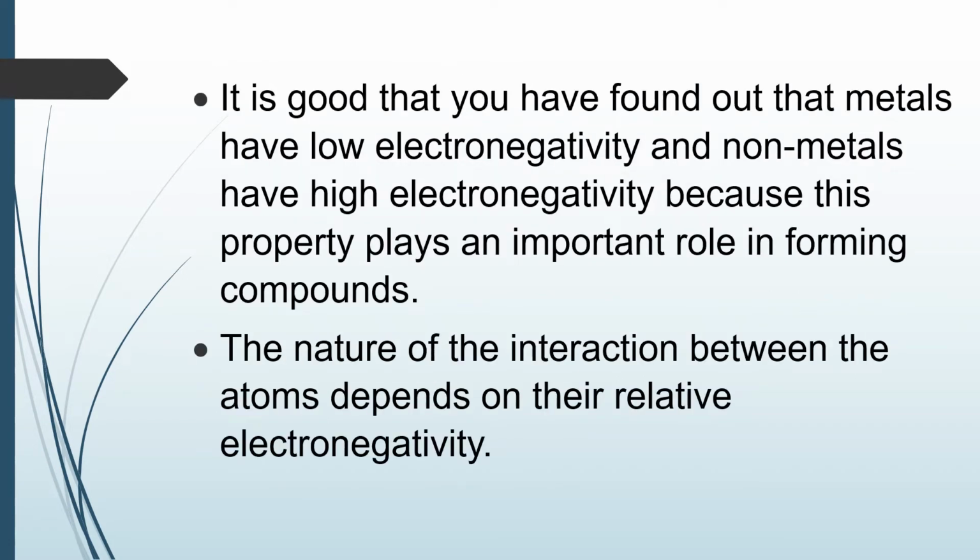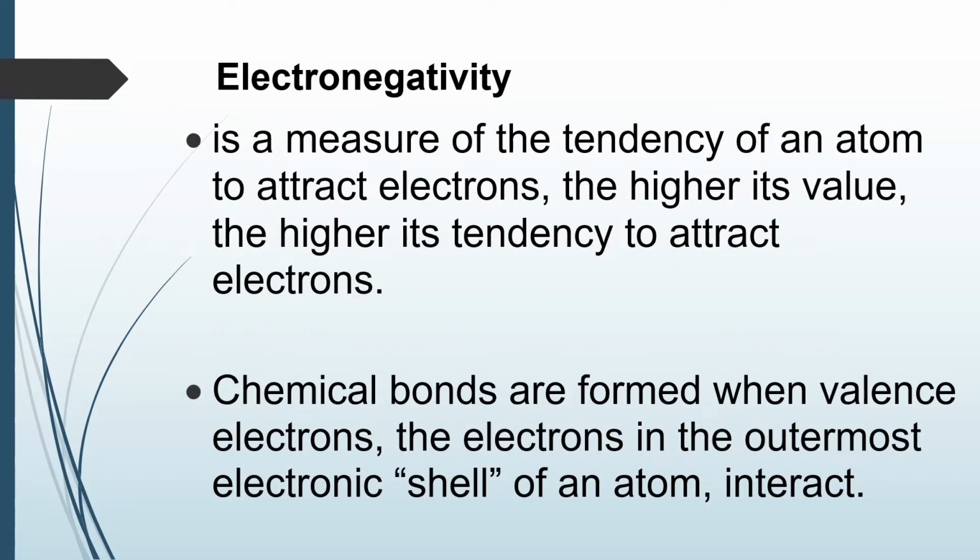It is good that you have found out that metals have low electronegativity and nonmetals have high electronegativity, because this property plays an important role in forming compounds. The nature of the interaction between the atoms depends on the relative electronegativity. Electronegativity is a measure of the tendency of an atom to attract electrons. The higher its value, the higher its tendency to attract electrons.